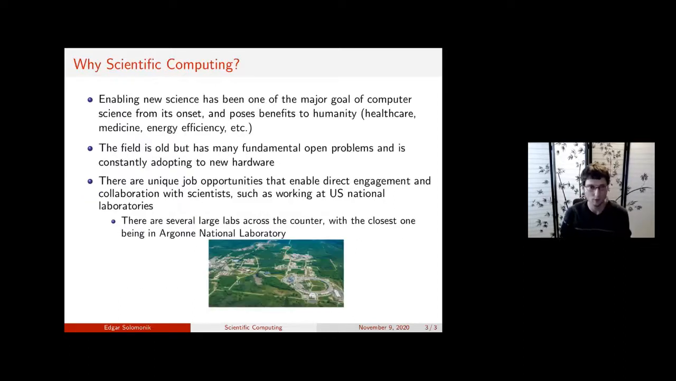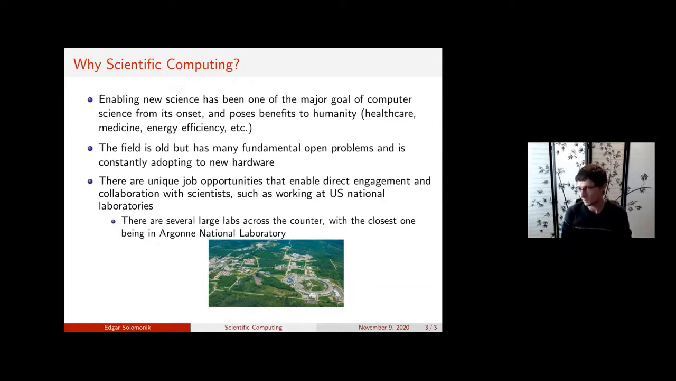Okay, so to reiterate, I think one reason to study computational science, numerical analysis and numerical methods, is because these are fundamental computer science problems that have a direct benefit to humanity. I think to a large degree, more so than in many other fields. By enabling new science and enabling scientists to solve new problems, we can help a lot of people as well as improve the world around us.